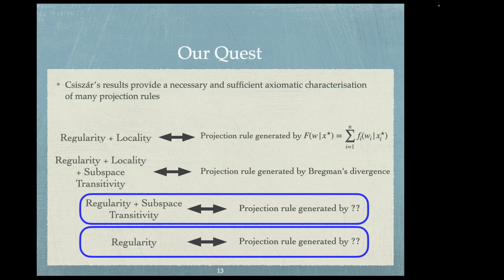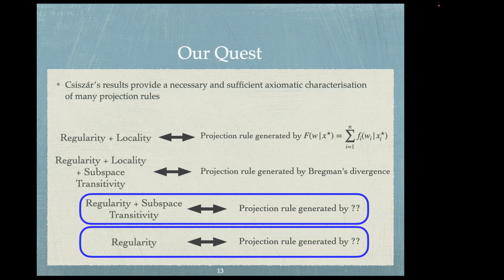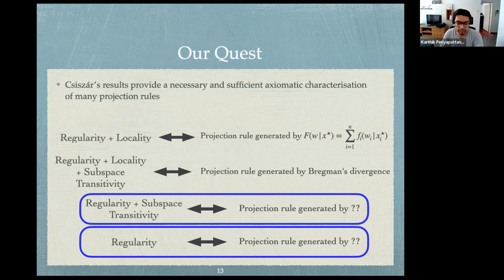Will these terms be defined soon? The regularity and transitivity? Regularity and subspace transitivity, will they be defined shortly? Yes, I'm going to define them. Okay, thanks.